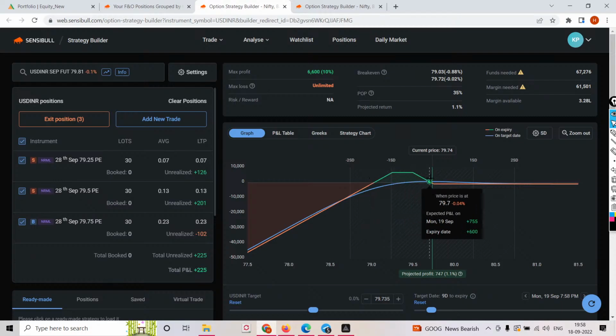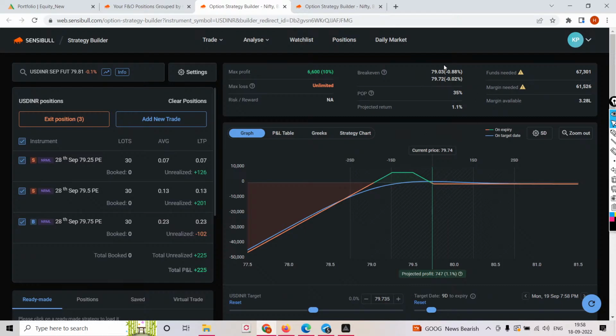Whenever the USD INR goes up, the moves on the upside are very volatile when compared to the moves on the downside. So by this time, you might have got to know why I've deployed 1:1 on the put side. Okay, because when USD INR falls, it falls very slowly, but when it goes up, it becomes volatile.